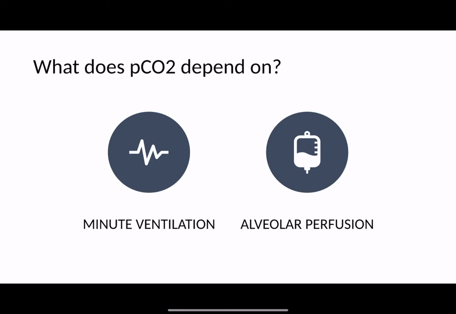CO2 depends on minute ventilation and alveolar perfusion. Minute ventilation is a function of tidal volume and respiratory rate, and alveolar perfusion is really just a matter of good right ventricular outflow and good cardiac output.